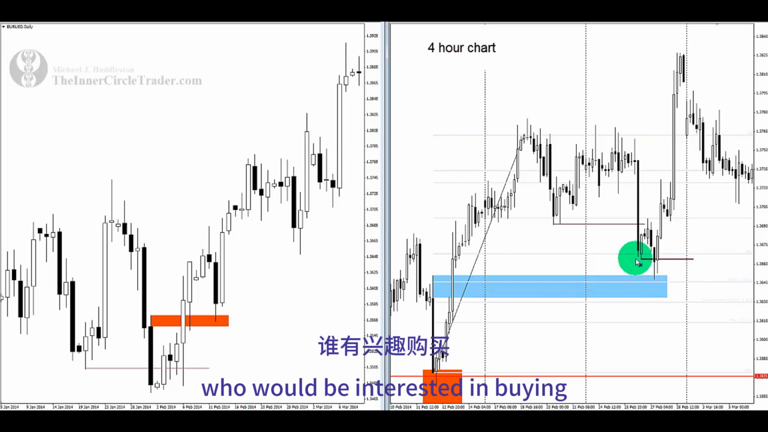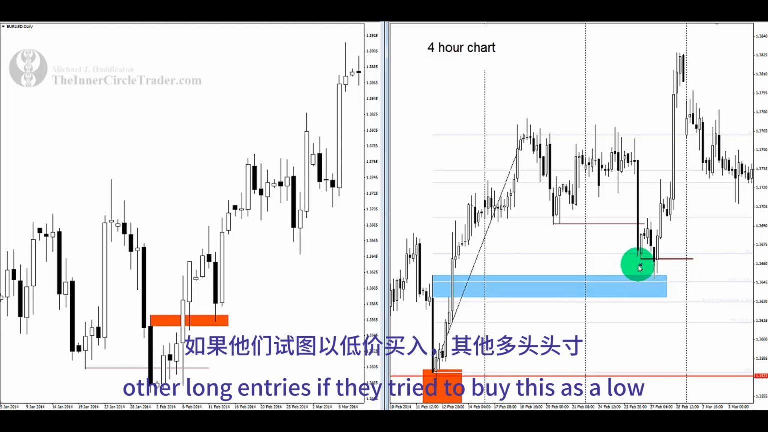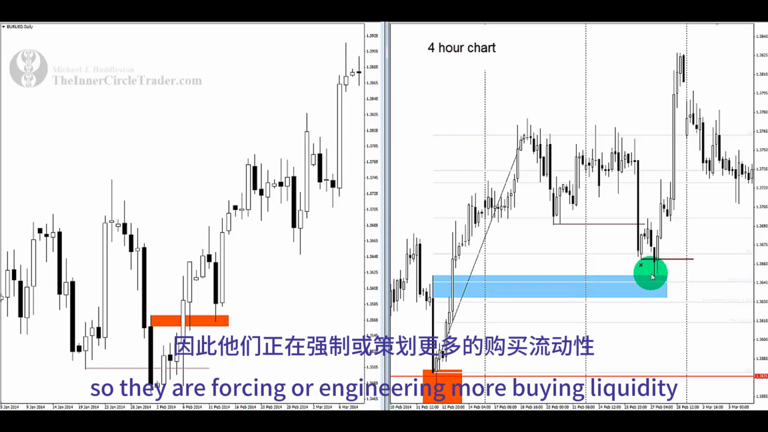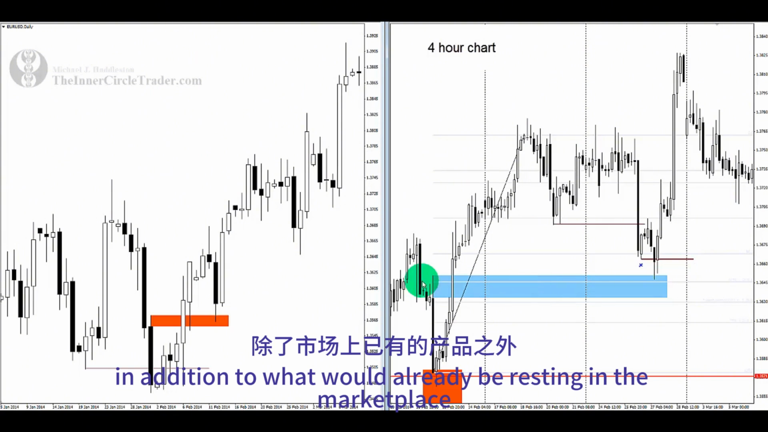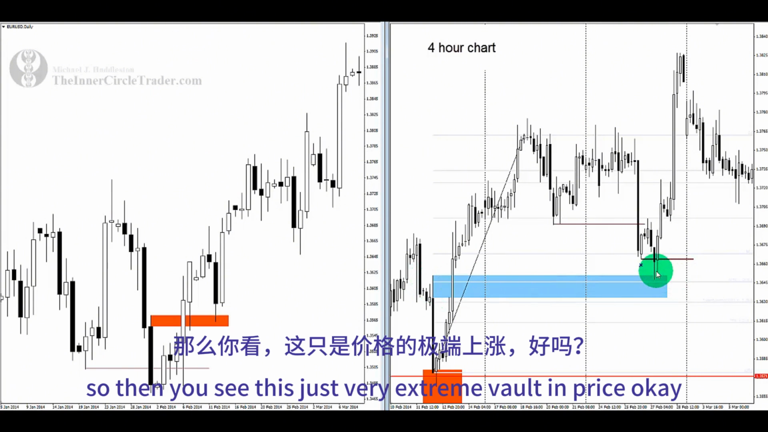Who would be interested in buying the sells that are trying to get out of their long entries if they tried to buy this as a low? The smart money. So they are forcing or engineering more buying liquidity in addition to what would already be resting in the marketplace with this order block as well. So then you see this very extreme vault in price.